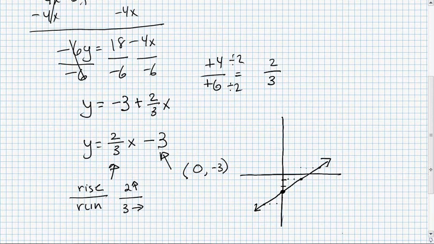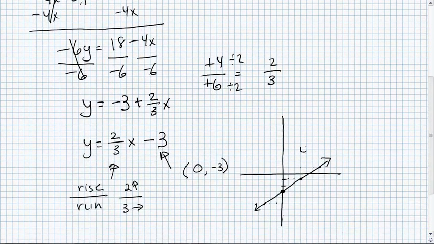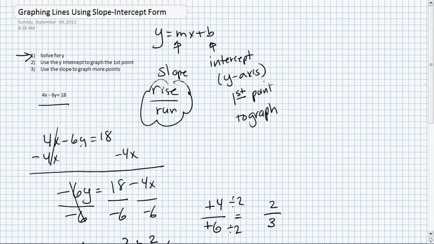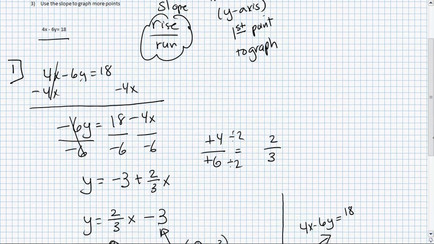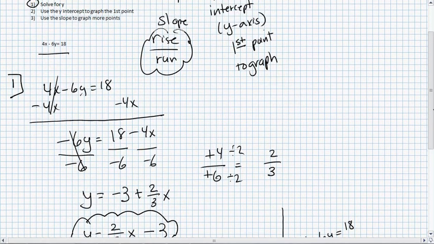So here is my equation, 4x minus 6y equals 18. So just to recap, I solved for y first. Got y by itself. This was step 1 right here. So that I ended up with something looking like this. Y equals 2/3 x minus 3.